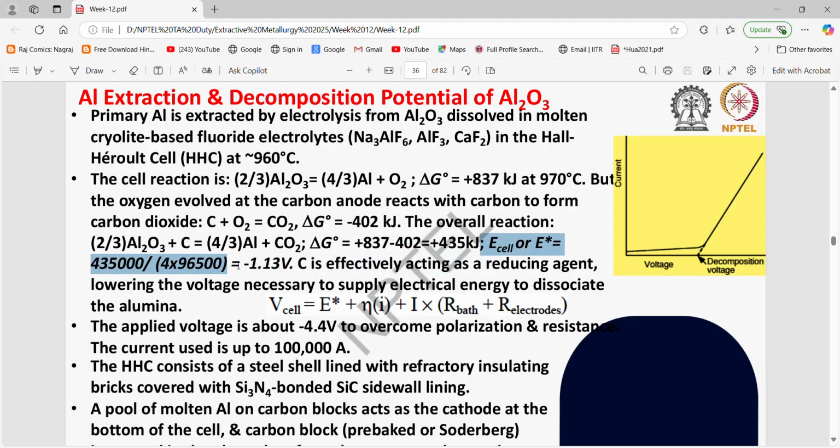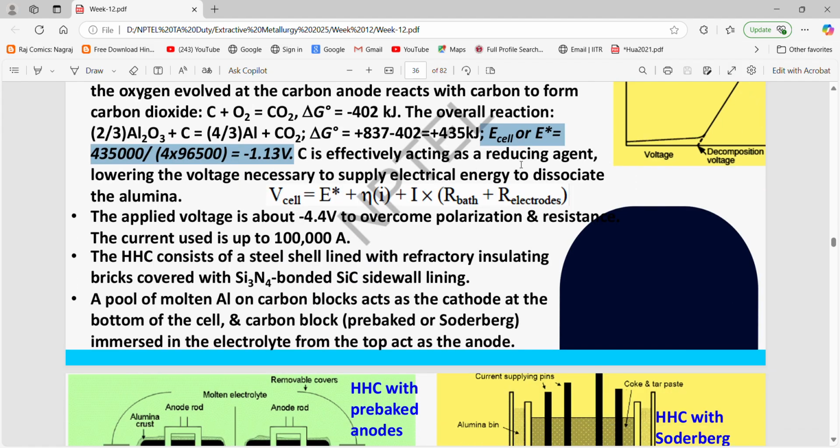And E cell or E naught cell will be around minus 1.313 volt. So carbon is effectively acting as a reducing agent, lowering the voltage necessary to supply electrical energy to dissociate the alumina. So with the help of the electrical energy supplied, this reaction can happen. We are trying to get delta G naught on the negative side, so the reaction can happen and we can recover the aluminium metal via electrode deposition.